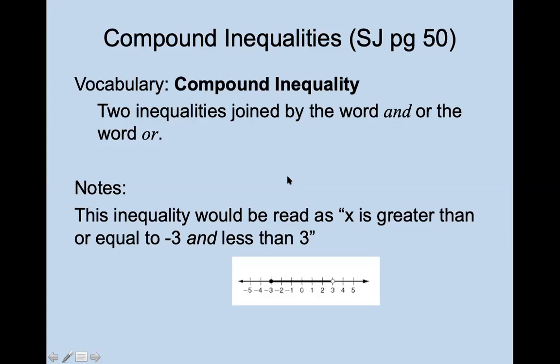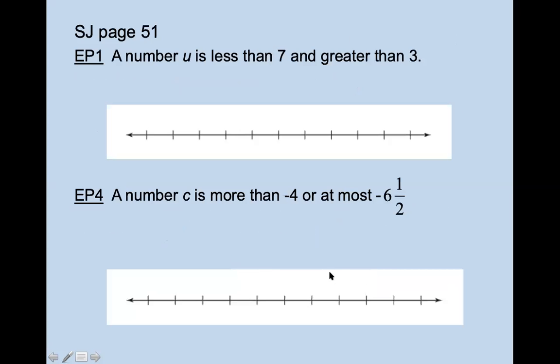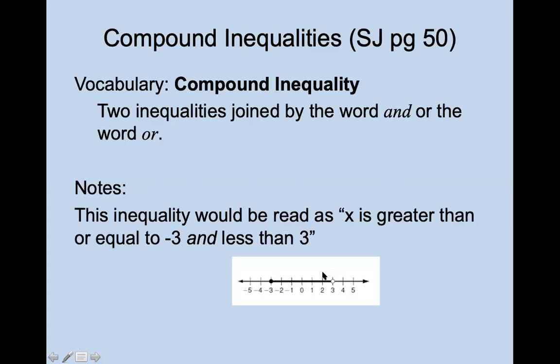In the notes section on page 50, please copy down this information. It says this inequality would be read as x is greater than or equal to negative 3 and less than 3. So the solution, you're going to see a compound inequality where you're going to have parts of a number line marked, and there's going to be either two endpoints like this, or the inequality, excuse me, let's go back a slide, is going to be going two different directions, or it'll be a combination like this one is. So notice we're looking at values that are less than 3 or greater than or equal to negative 3.